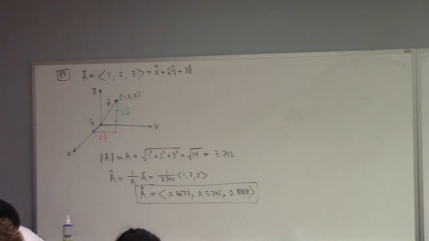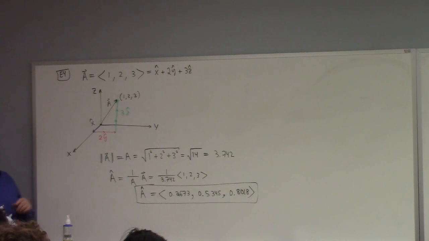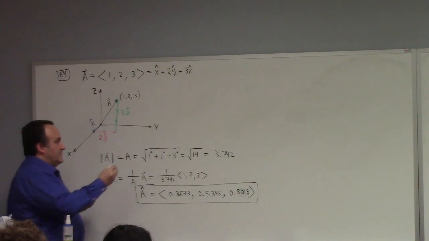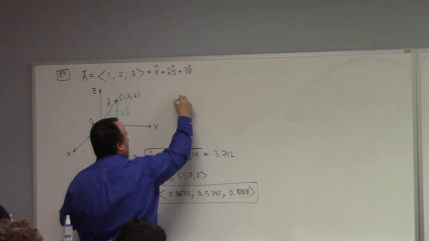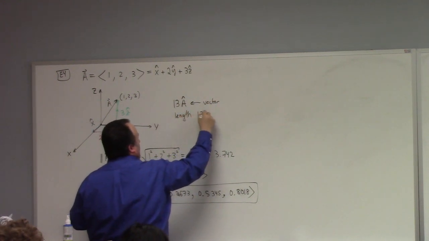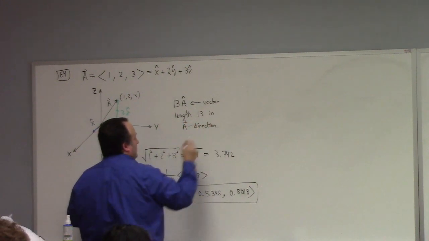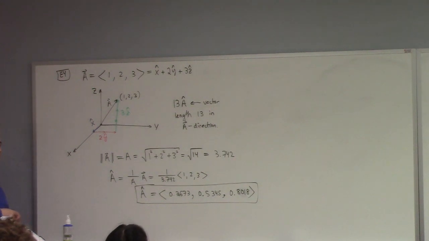All right. Suppose you want a vector of length 13 that points in the same direction as A. How would you get it? What is a vector of length 13 that points in the same direction as A? The answer to the question I just posed is simply 13 A hat, a vector of length 13 in that direction. So that's one use of the unit vector. Anyway, we're going to talk more about it, so let's go on here.